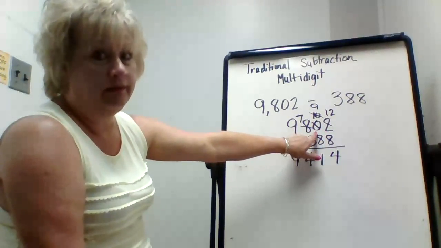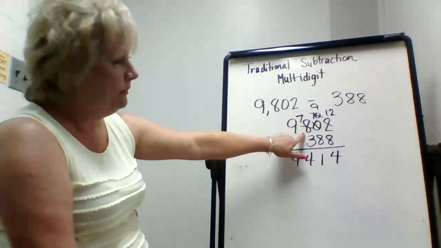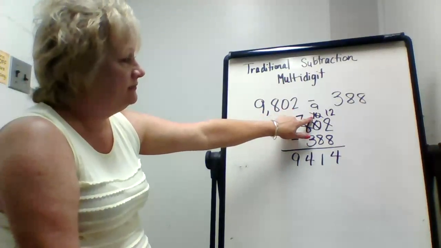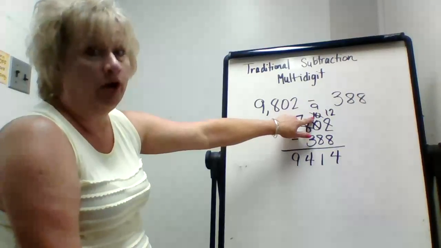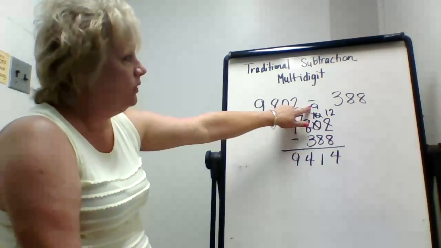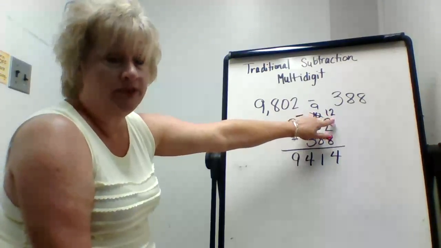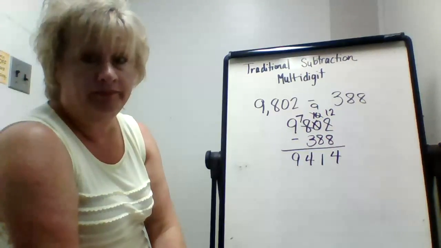There wasn't anything there. So I went over to my 100 spot. I took 1 away from the 100 and got 7. Changed it into 10 tens. Since I had 10 there, I had 1 that I could borrow from now. Take 1 away, put it over here. 1 ten plus 2 is 12. And then I have enough that I can take away.